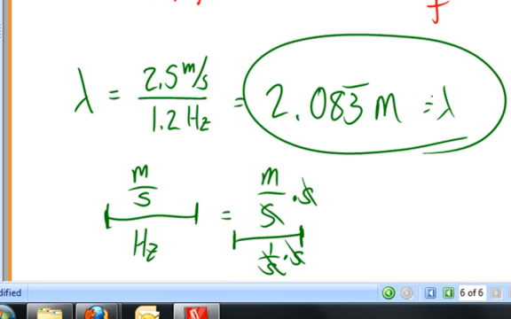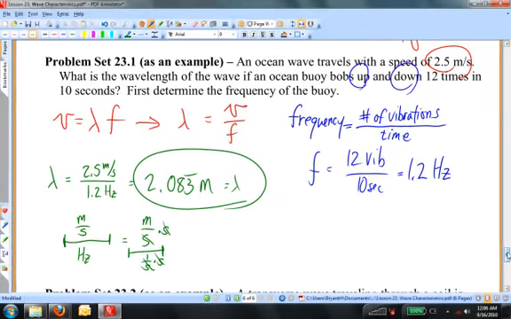It's a distance that's being measured. 2.083 meters. If you're dealing with sig figs, then you would want to round that probably to 2.1 meters, but I'm not worried about sig figs at this point. I'm more interested in, do you know how to do the problem?